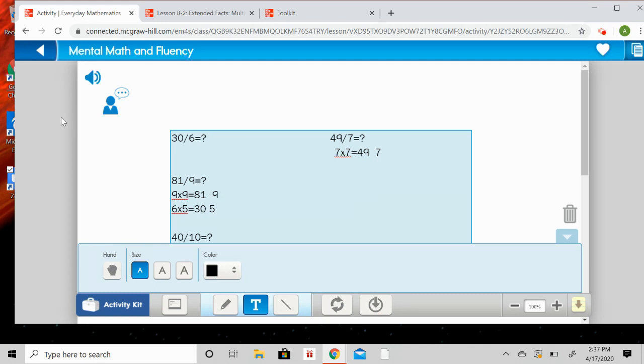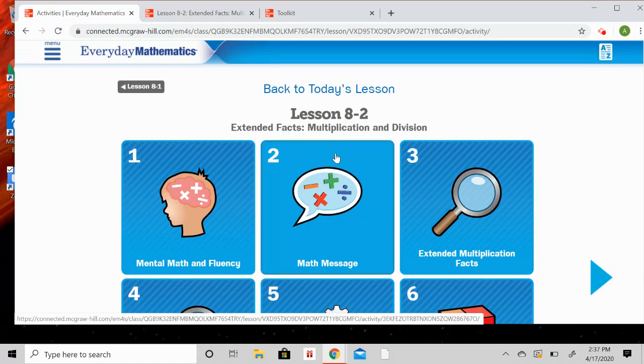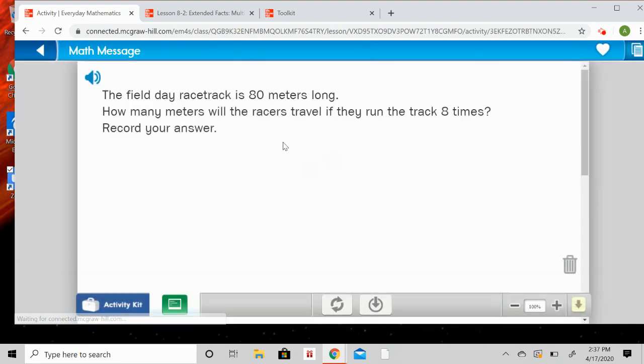What you're going to do now is we're going to go back to our arrow, click here, and we're going to go to the math message. Listen as they read the math message out loud. Math message. The field day racetrack is 80 meters long. How many meters will the racers travel if they run the track 8 times? Record your answer.